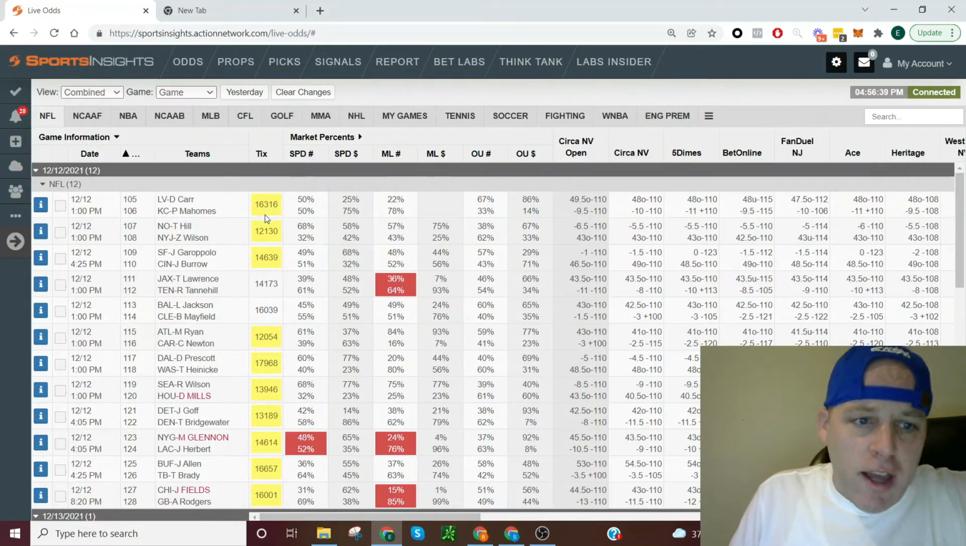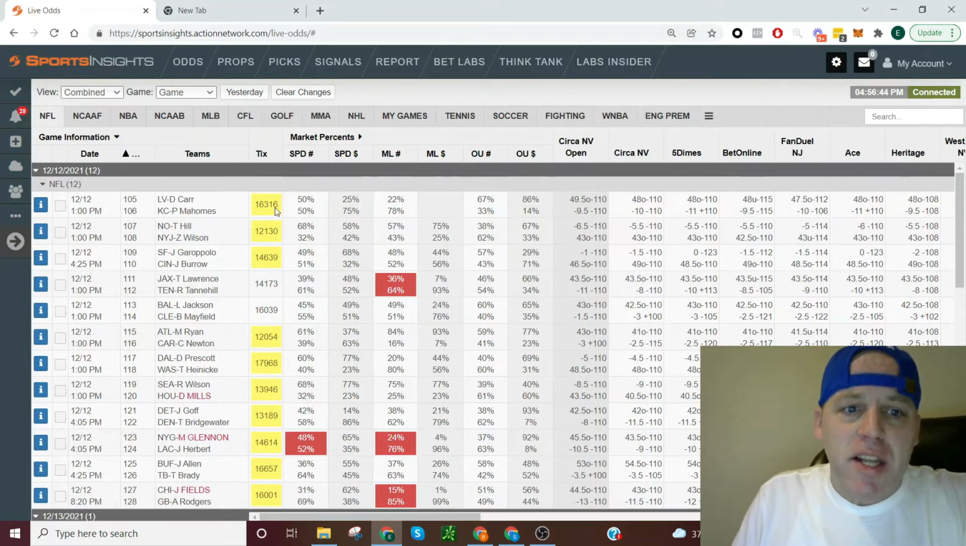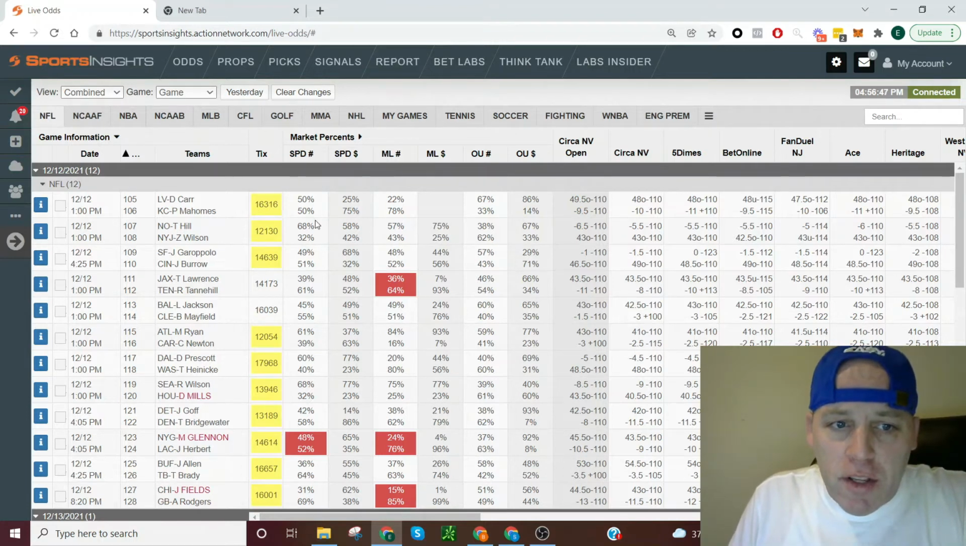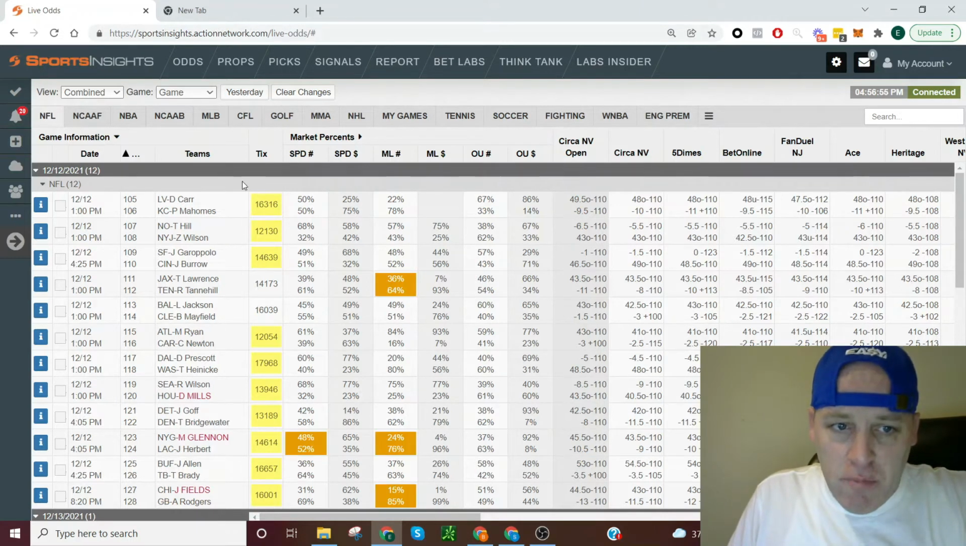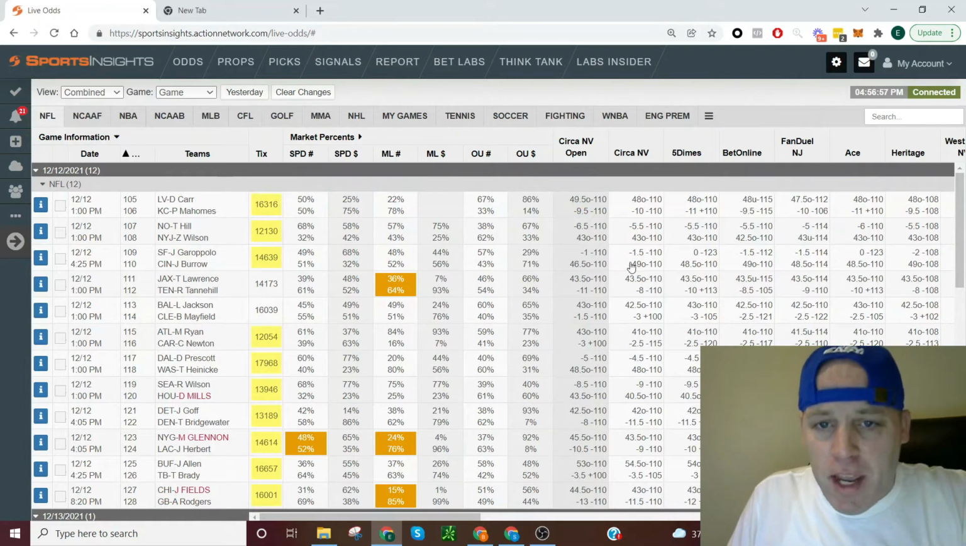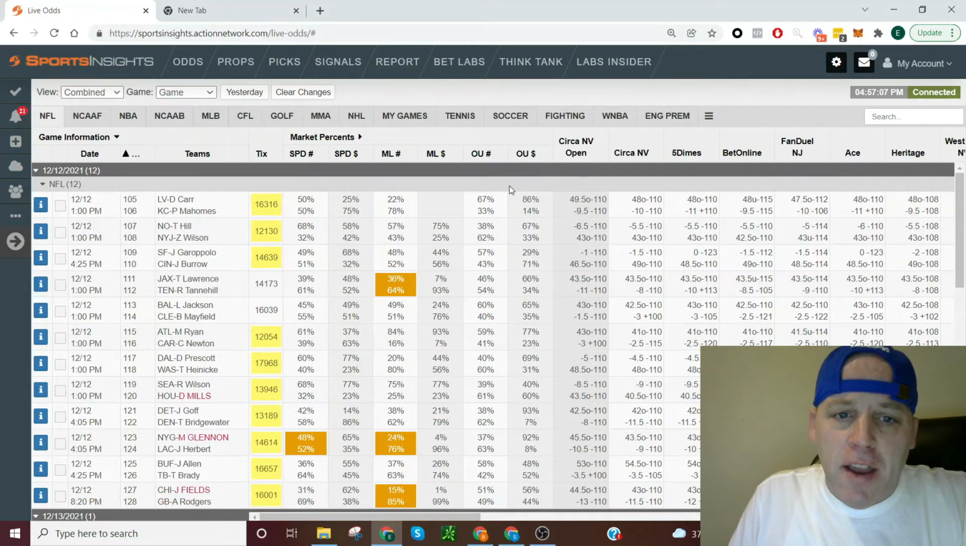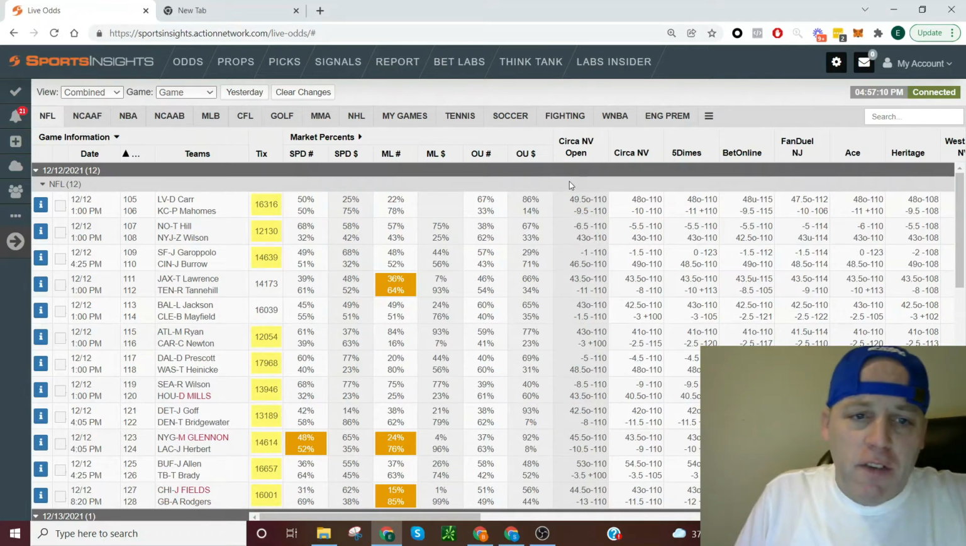So if we look at Las Vegas Raiders, Kansas City Chiefs, there are 16,316 bets being reported on this game. Now, it's important to understand these aren't all the bets being made all over the world in this game. It's just the amount of bets that are being reported from the handful of sports books that Sports Insights uses to collect data. There's about 5 different offshore sports books they use, and all the data that comes in is from those 5 different offshore sports books.